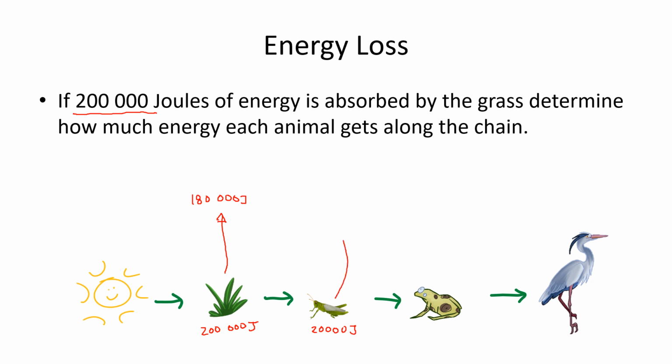And then the grasshopper is going to use up 90% of that. And only about 2,000 joules is going to get passed on to this frog. And then the frog is going to use 90% of that. And only about 200 joules gets passed on to the heron. And the heron will use about 90% of that. And whatever's left, decomposers will take care of.